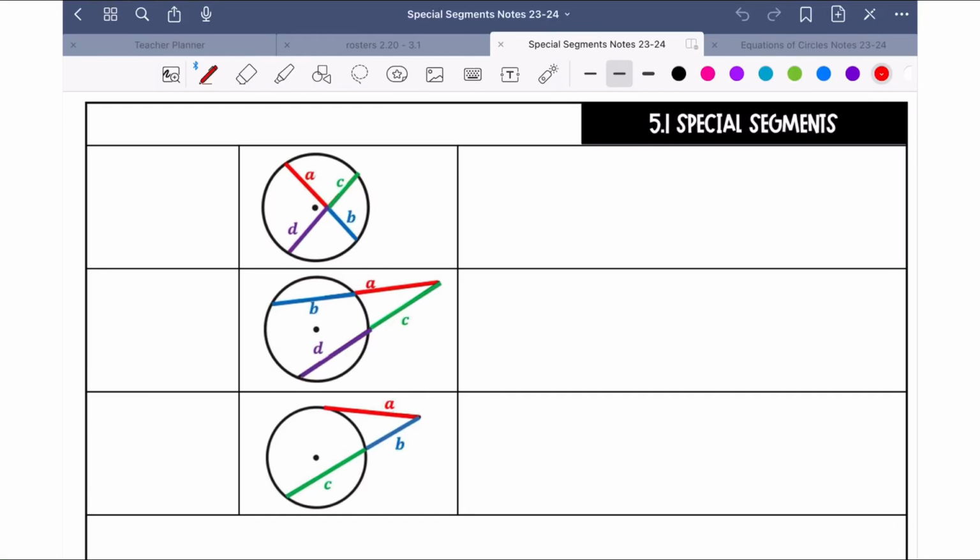Hi everyone, we are starting special segments now and already finished special angles. So before we get started, let's just talk about what's the difference between an angle and a segment.